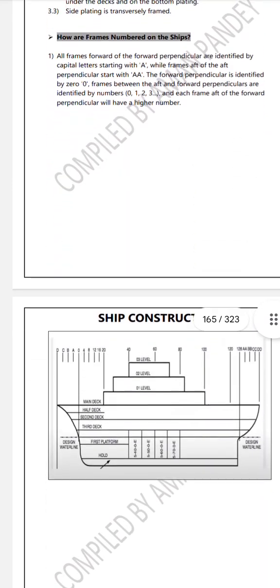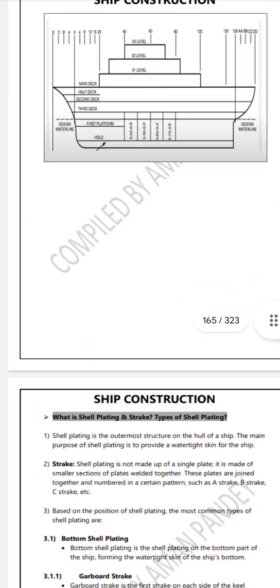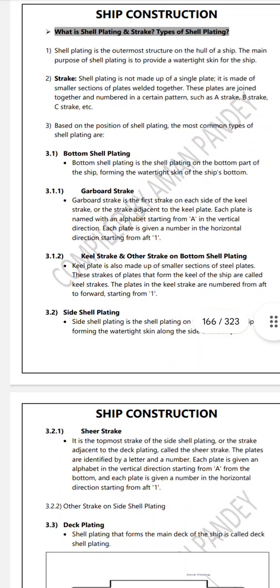The framings are done. Now the numbering of framings is done. What is shell plating? Shell plating is the outermost structure on the hull of the ship. The main purpose of the shell plating is to provide a watertight skin. Shell plating is not made of a single plate. When more plates come together, they form the shell plating. It is made up of smaller sections of plates welded together. These plates are joined together and numbered in certain patterns.